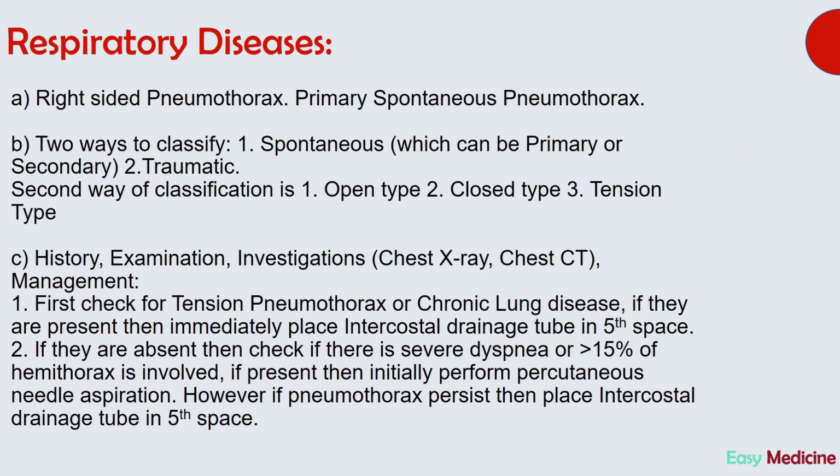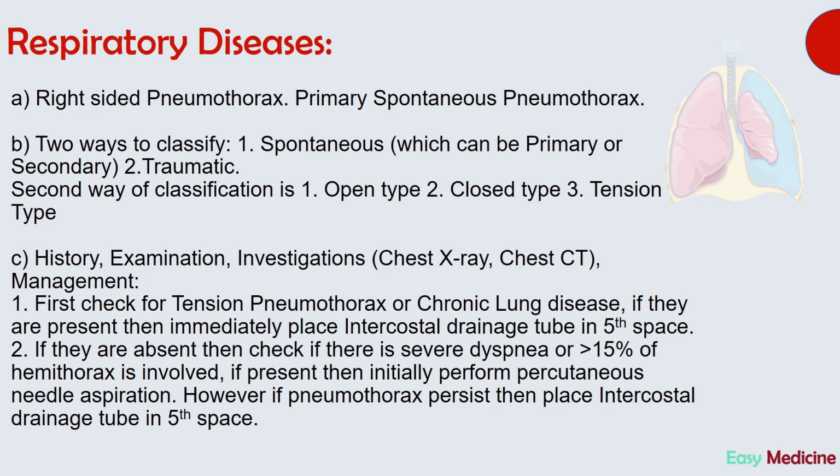Here, see the diagnosis is right-sided primary spontaneous pneumothorax, and its etiology will be primary spontaneous. The next question asks about what are its different types. So there are two ways to classify this disease. The first way is based upon its etiology, and depending upon its etiology there are two types, spontaneous and traumatic. Spontaneous is further divided into primary or secondary, and the second way to classify is based upon the type of the lesion, and it can be open, closed, and tension type.